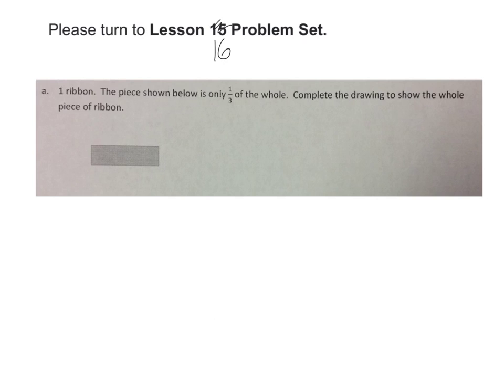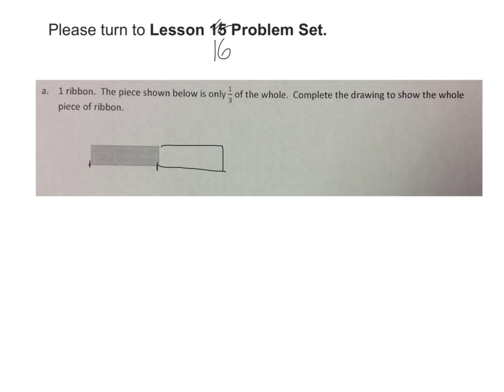So if this little gray segment here is 1/3 of the whole, how do I know what the entire segment should look like? Will the entire ribbon be longer or shorter than this? Longer. How many times longer? 3. So what you're going to do, in order to be super precise, is you're going to take a ruler and you're going to measure how far it is from here to here. And you're going to replicate it.